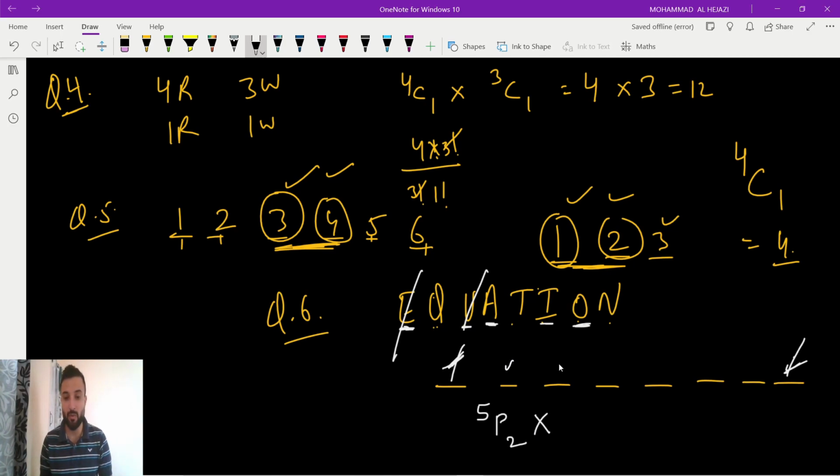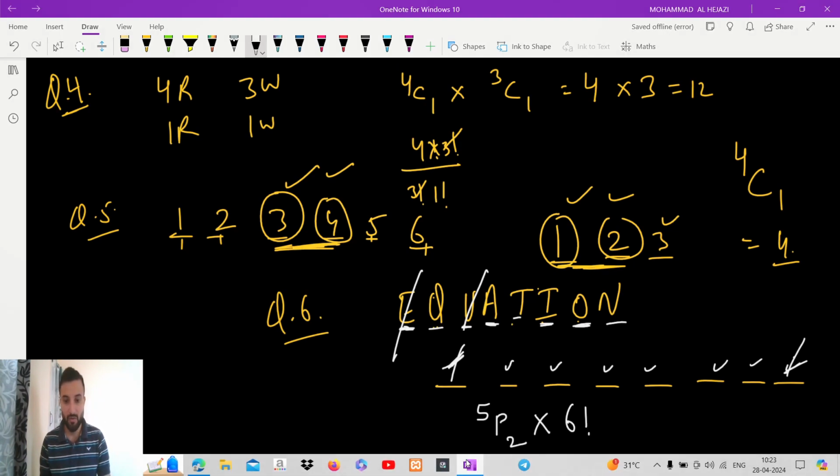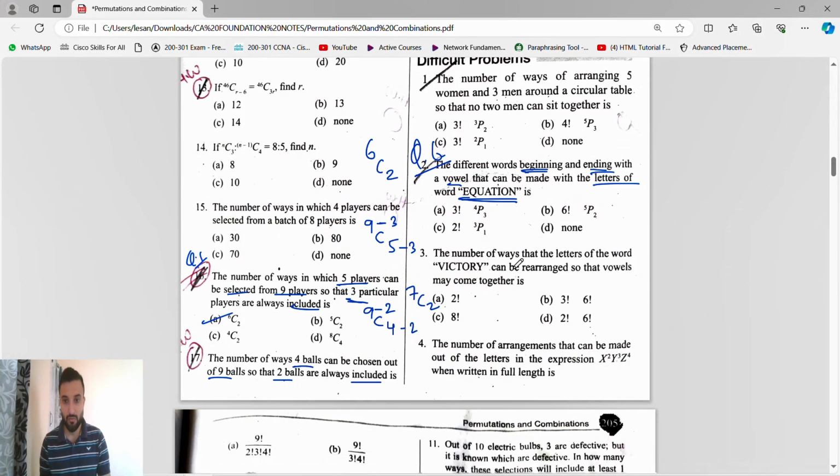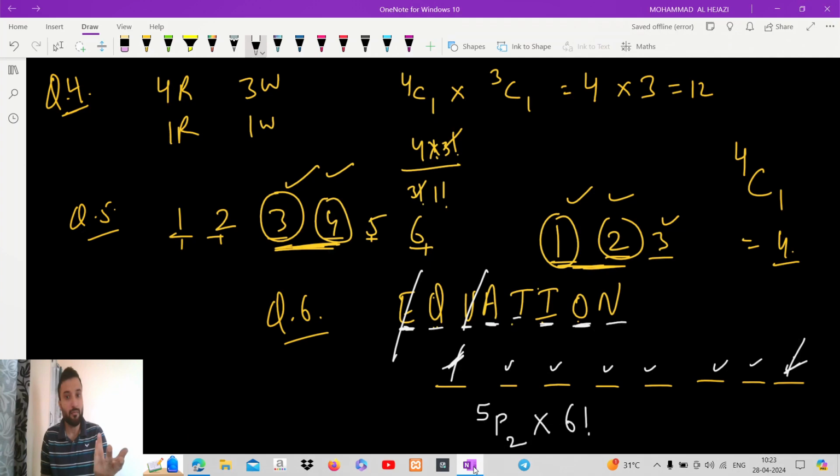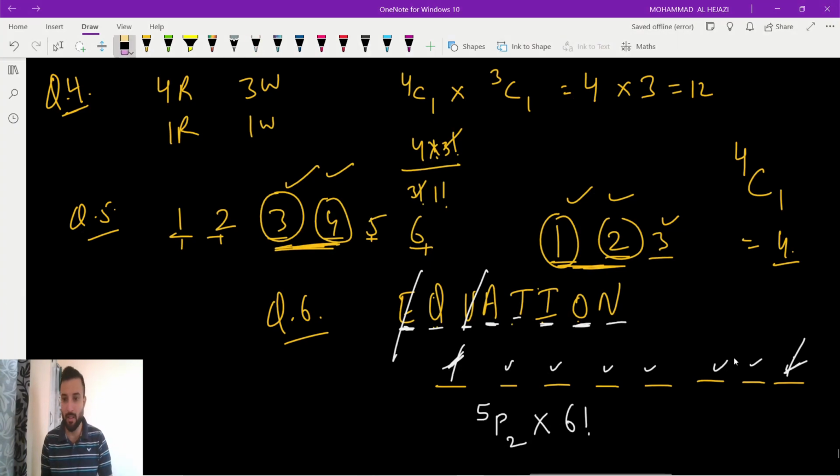So what is the remaining part? 1 2 3 4 5 6 places. In these 6 places we have to arrange the 6 letters. 6P6 is 6 factorial. So the answer is 5P2 into 6 factorial. That's it. Very simple.